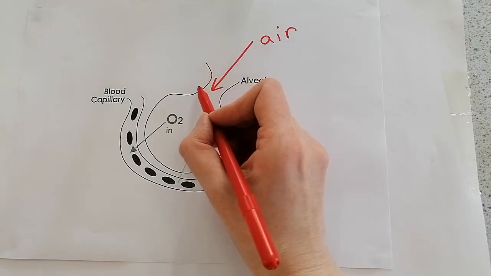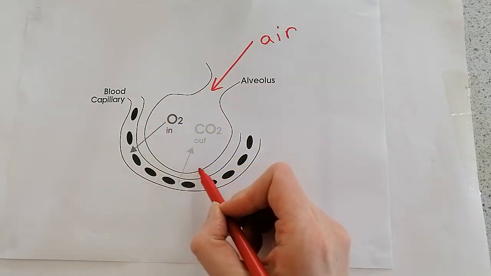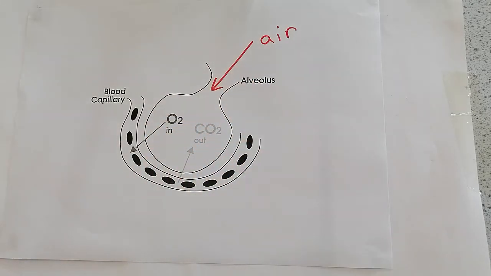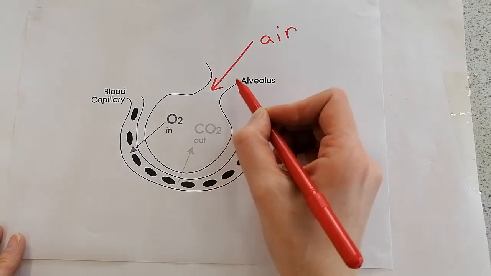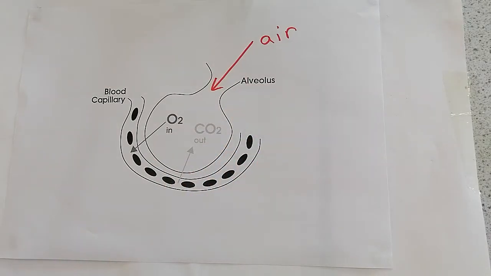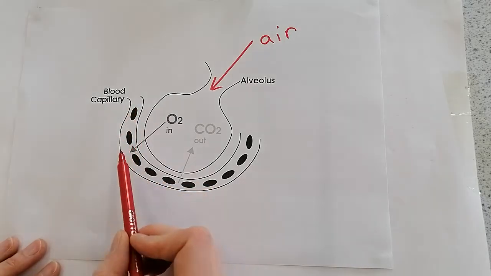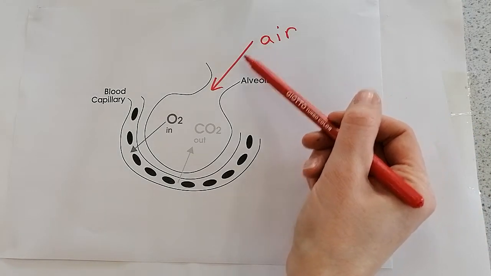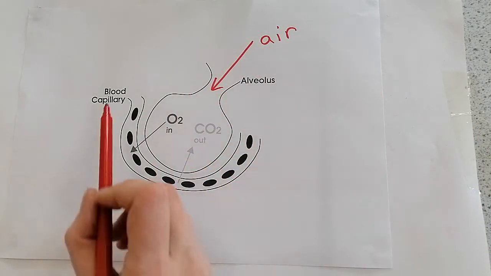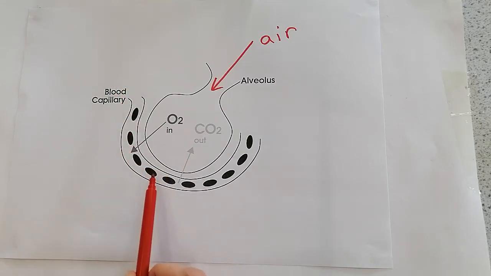This line here is the edge of the alveolus, and sometimes we talk about the alveolar wall. This is the wall of the alveolus. Close by to the alveolus, literally touching it, you will have a blood capillary. Hopefully you remember a capillary is the smallest type of blood vessel. So you've got an air pipe with a balloon on the end, right next to a pipe that contains blood.